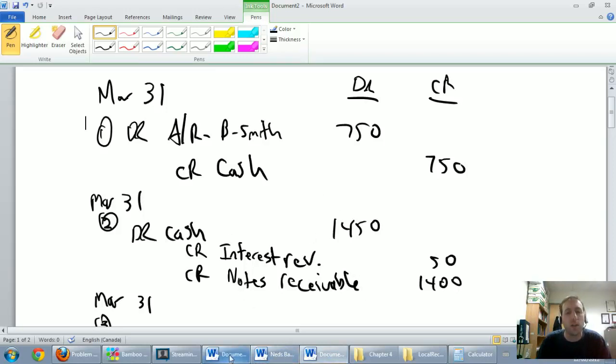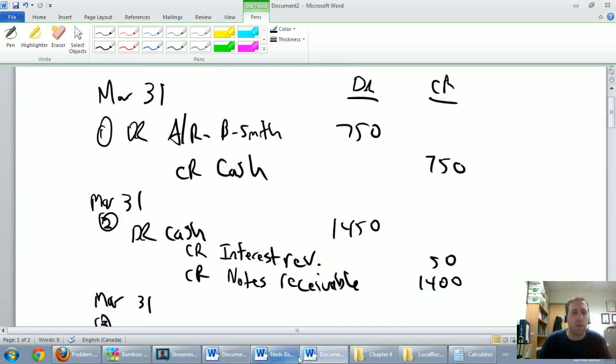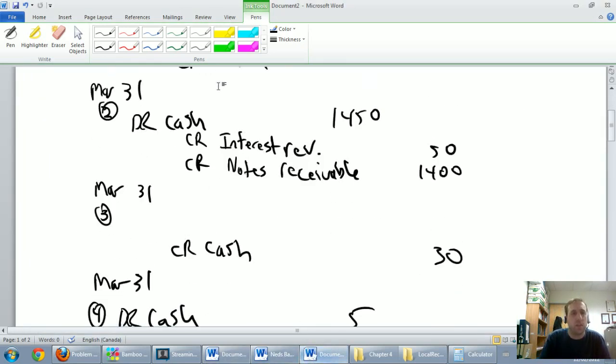Okay, let's carry on to number 3 here. Service charge, $30. Okay, well, what is a service charge? A service charge is a cost of having a bank account. It's an expense of the company. Whenever we have expenses, I'm thinking debit. Expenses always take a debit. So let's debit service charge expense. And sure enough, that's what I was missing, was a debit. So I'm going to debit service charge expense for $30.